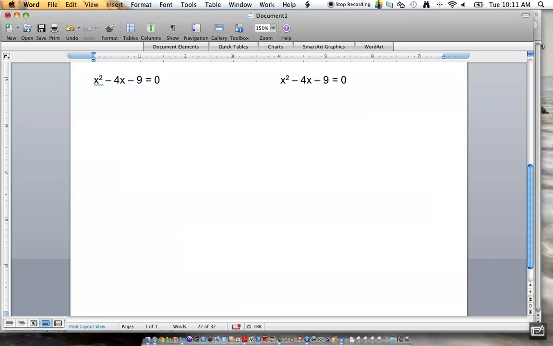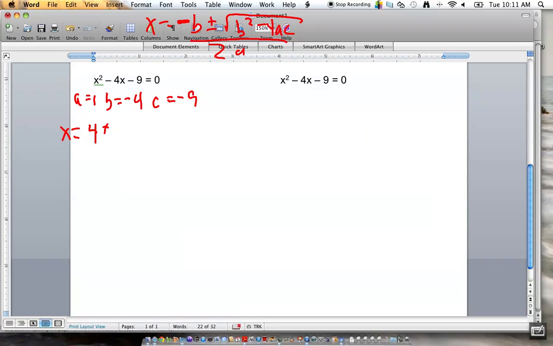Okay, so quadratic formula. A is the number in front of the x squared, B is the number in front of the x, C is the number at the end. So x equals, now, the negative of B is negative 4, so the negative of negative 4 is positive 4.